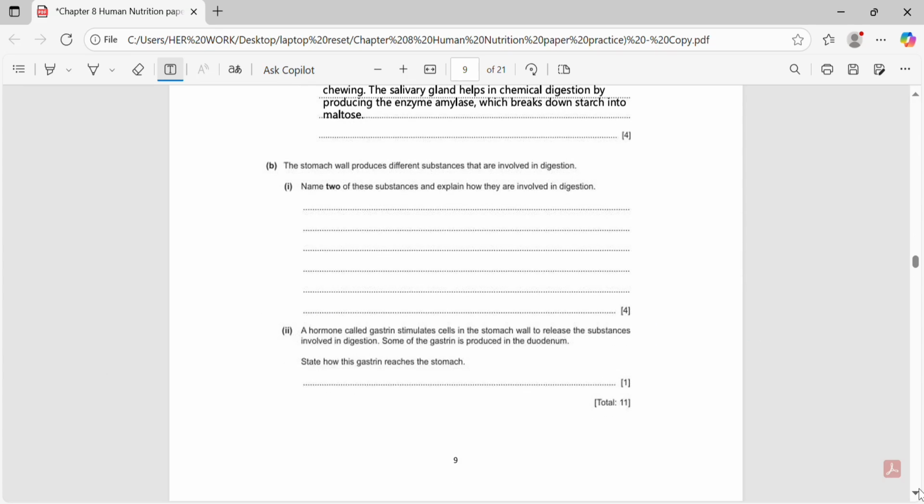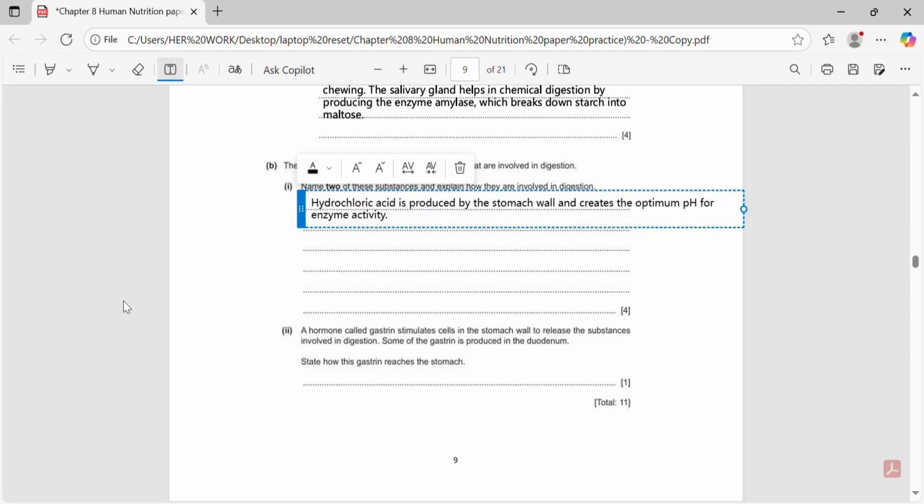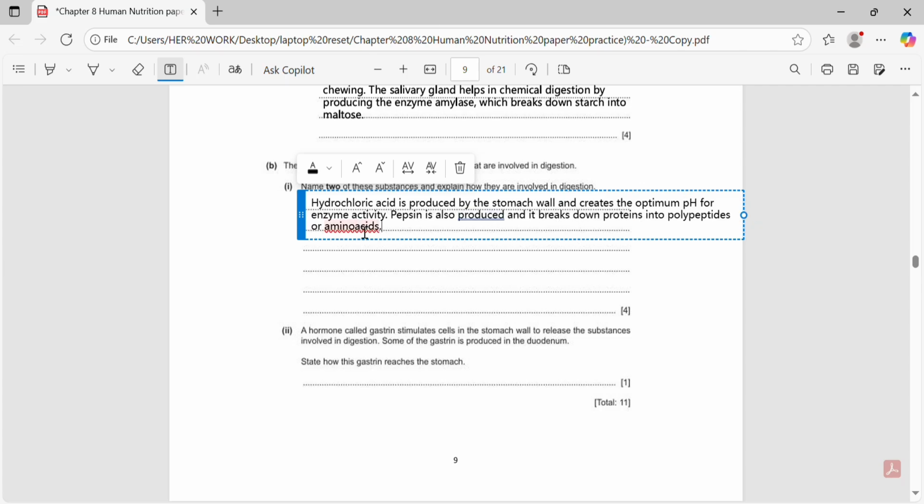Then next, you have to name two substances produced by the stomach wall and explain how they are involved in digestion. So, here we need to name two key secretions of the stomach, hydrochloric acid and pepsin, and then explain how each helps digestion. HCl creates the acidic environment needed for enzymes to function, while pepsin digests proteins. So, we'll write here that the stomach wall produces hydrochloric acid, which provides the optimum acidic pH for enzymes to work and kills bacteria. It also produces pepsin, a protease enzyme that breaks down proteins into smaller peptides or amino acids.